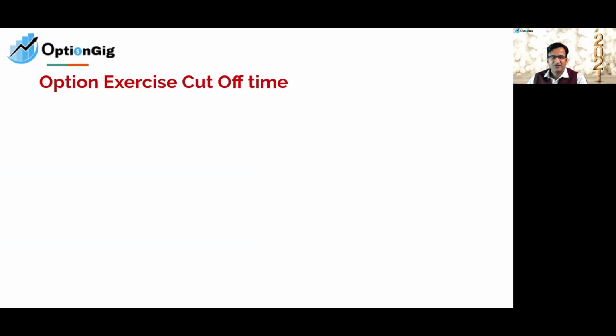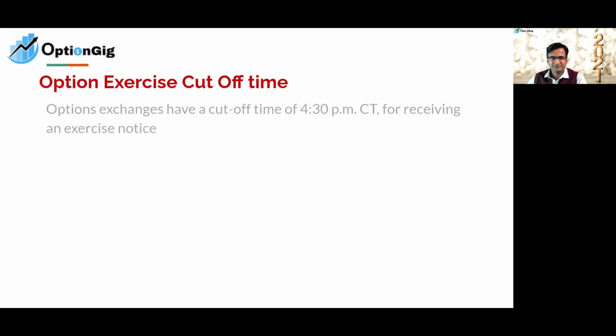An important thing to understand is the option exercise cutoff time. The cutoff time for receiving an exercise notice is 4:30 p.m. Central Time, which means 2:30 p.m. Pacific Time. So the market closes at 1 p.m. Pacific Time, and you are assuming that your put spread expired out of the money because the market is closed. But stock continues to trade after hours, and exchanges have a cutoff time of 2:30 p.m. Pacific.